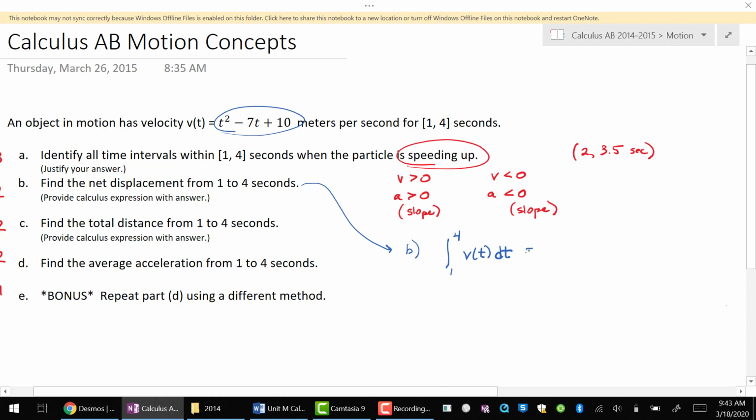And so when we're finished, we should get a value of negative 1.5, and the units are going to be meters. If we check this unit analysis very quickly, we'll have meters per second times a small change in seconds. So meters will be our units on that displacement. And displacement can be negative. That's okay. It's just total distance that cannot be negative.